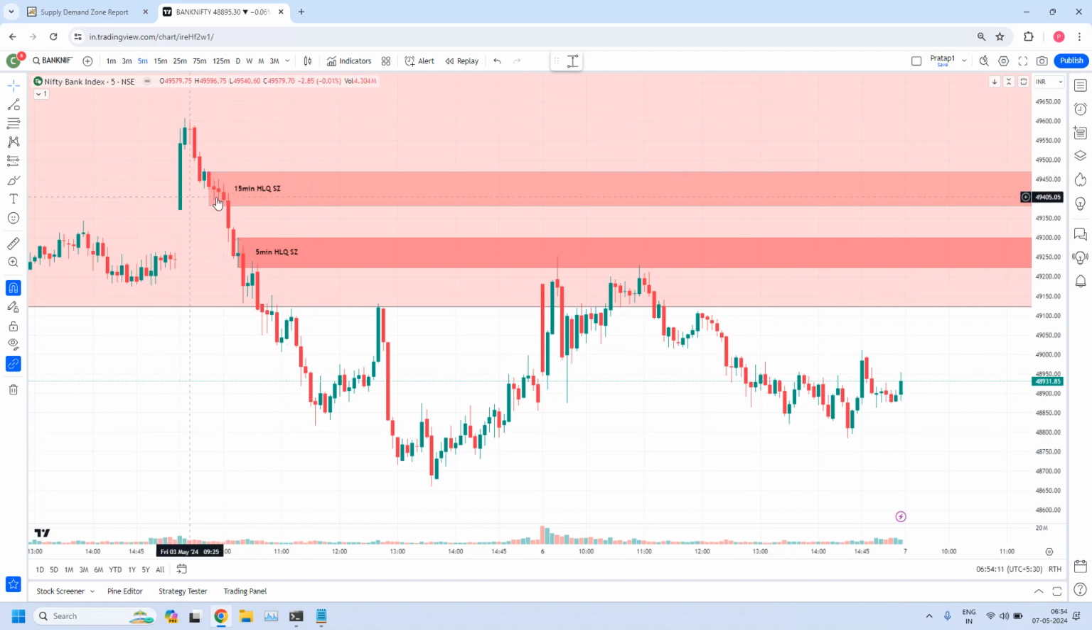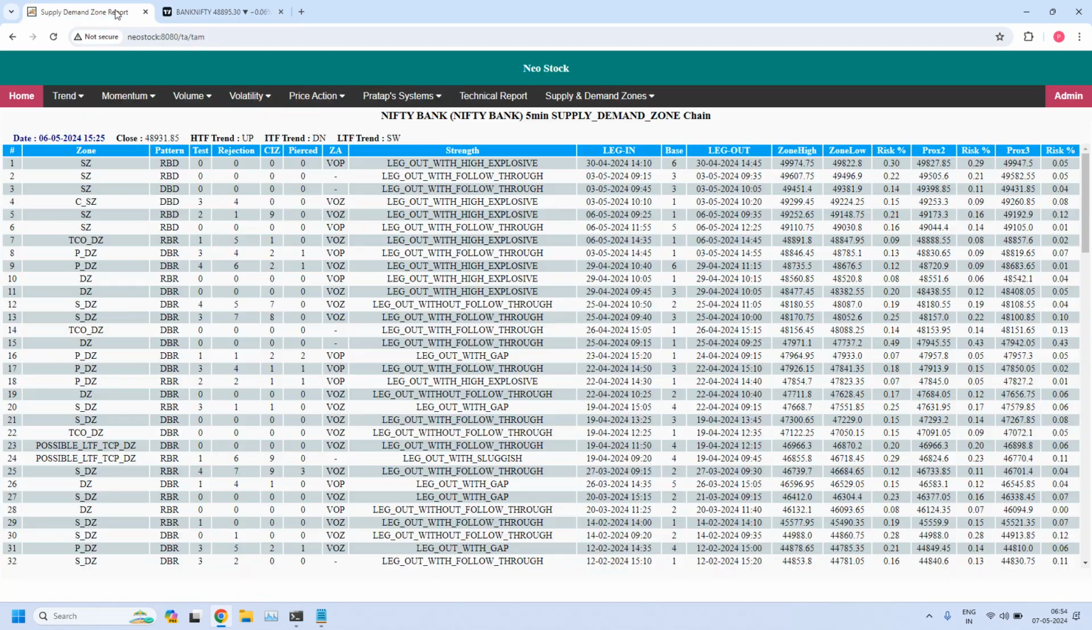But if you look into yesterday's price action, only in the 5 minute supply demand zone chain, we have seen a few zones created. We have a couple of supply zones created yesterday, the 6th. This is one supply zone and this is another supply zone created. Both these supply zones are normal zones, so please draw these zones in your chart. I'm mainly focusing only on high liquidity zones, just to identify the support and resistance levels.